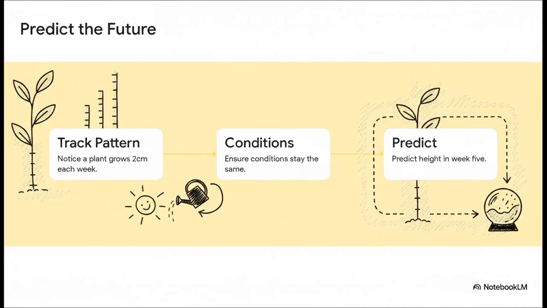Let's put this into a super practical three-step process. Step 1, track the pattern. Say you notice a plant grows exactly 2 centimeters per week for 4 weeks straight. Step 2, check the conditions. Are the sunlight and water staying the same? If yes, move to Step 3, predict the future. Because of that pattern, you can confidently predict the plant's height in week 5.